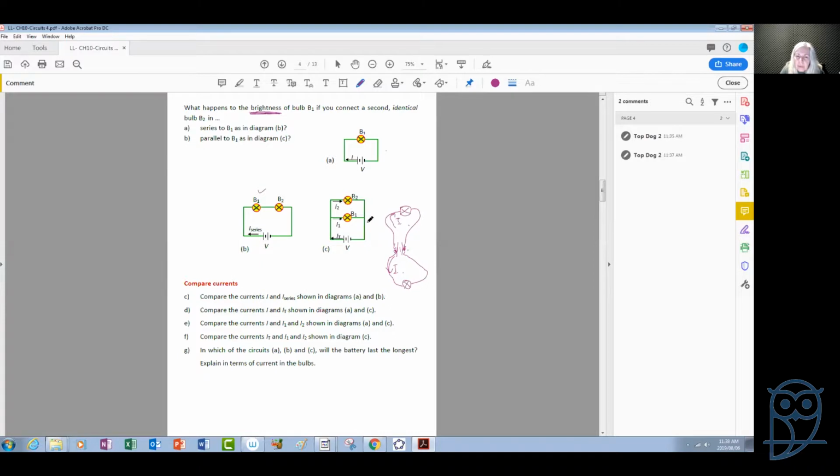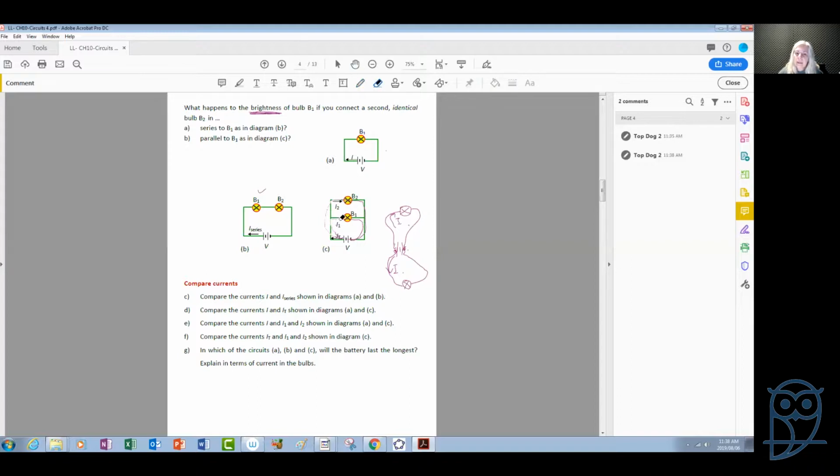So here, for example, we have two loops connected to the same battery. Here is one loop, the outer loop that includes B2 and the battery. And then we have this other loop that contains the bulb B1 and the battery. And if you don't believe me, you know what I've done?